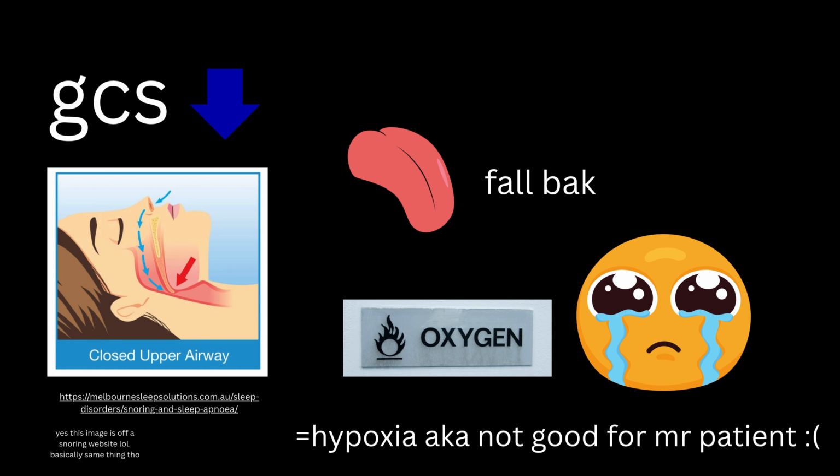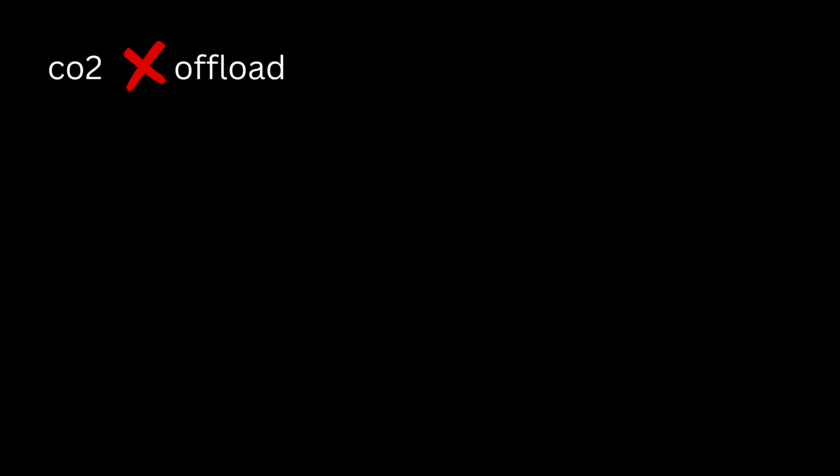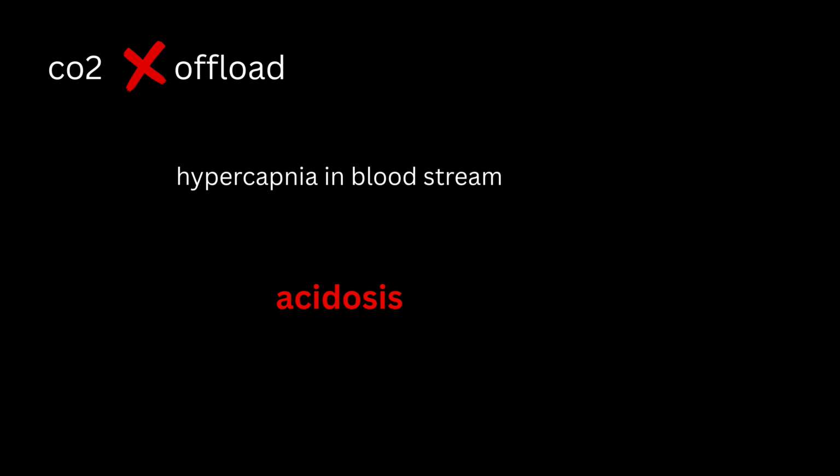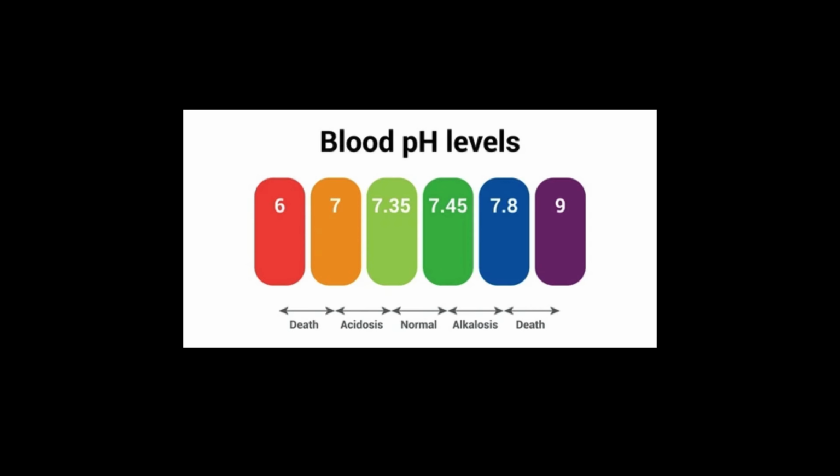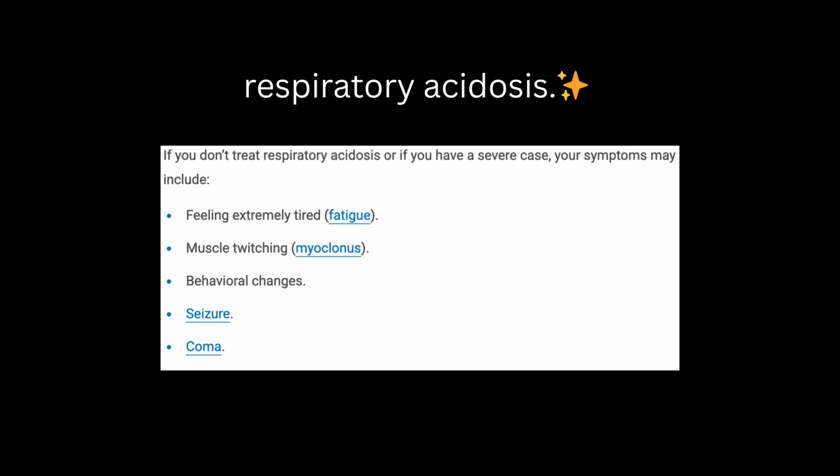At the same time, they can't offload the CO2, causing hypercapnia in the bloodstream. Hypercapnia then leads to acidosis. When the CO2 dissolves in the blood, it forms carbonic acid, which lowers the blood pH, making it more acidic. This, in turn, causes a condition called respiratory acidosis.